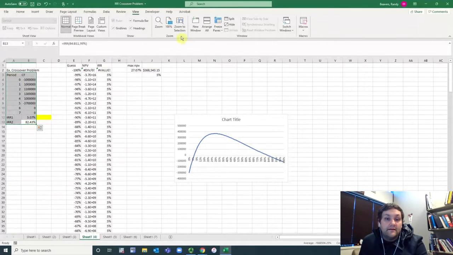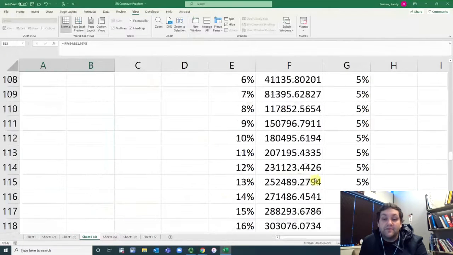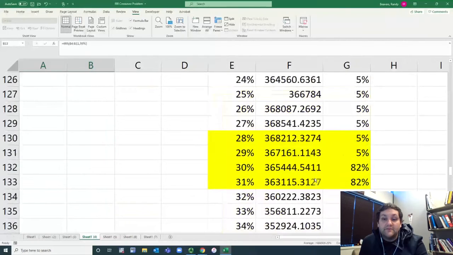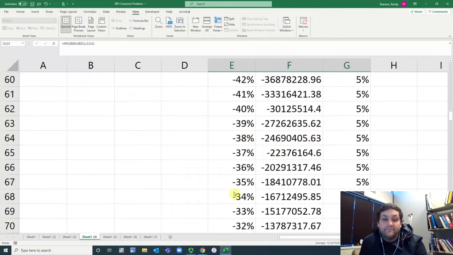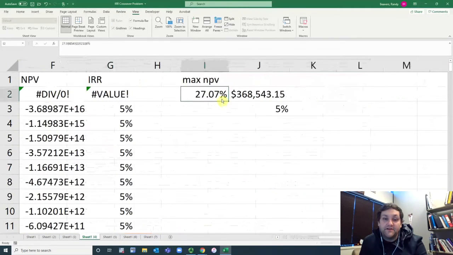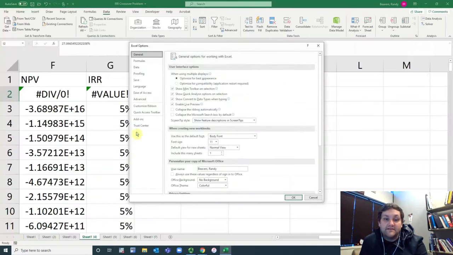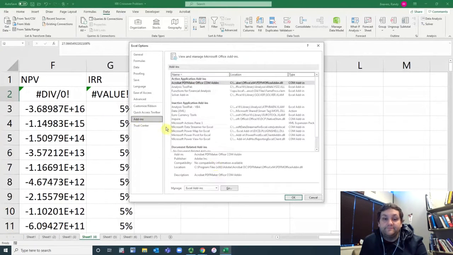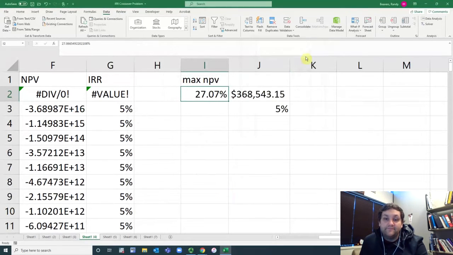This one is another example of two positive IRRs, similar to the first example. And this one, once it swaps, it has swapped completely. To determine what that rate is, or what the maximum NPV is, you can use the Solver function. If you haven't got Solver in your Excel, you can do that by going to File, Options, Add-ins, Go, and then check Solver Add-in.